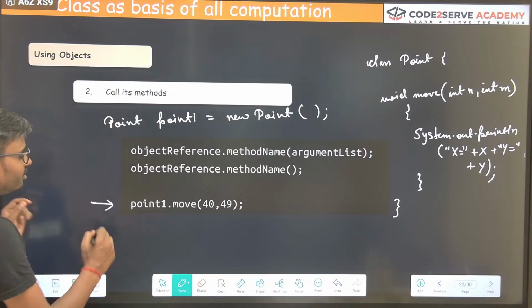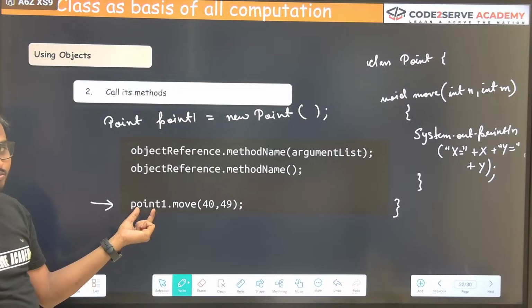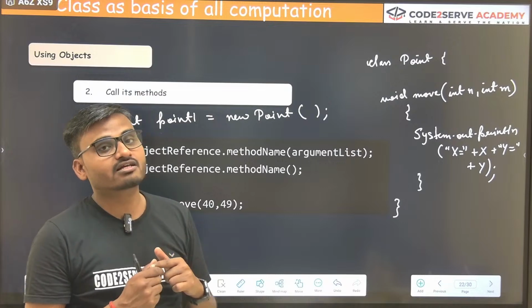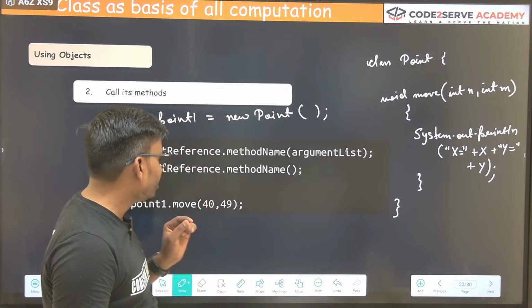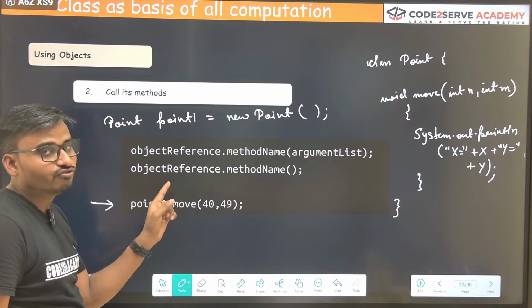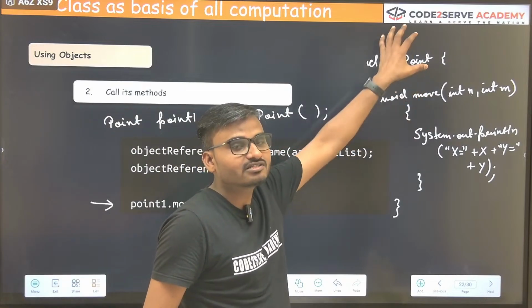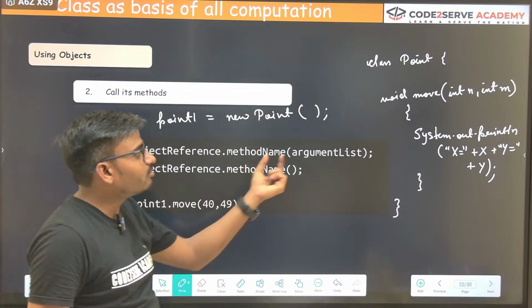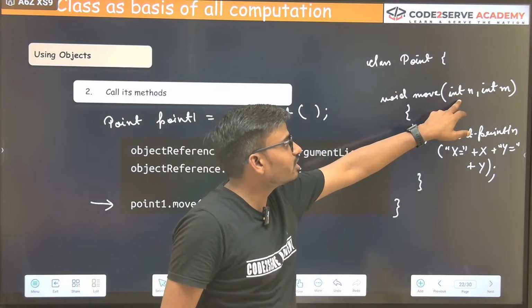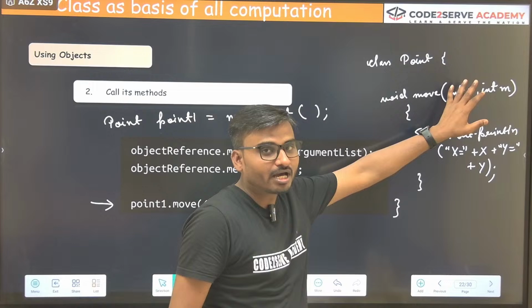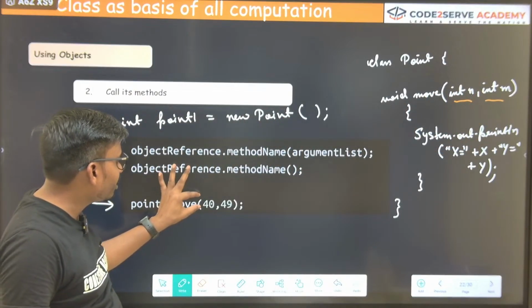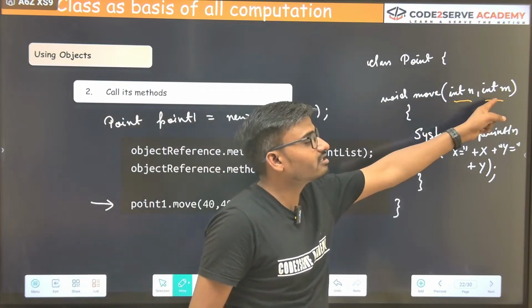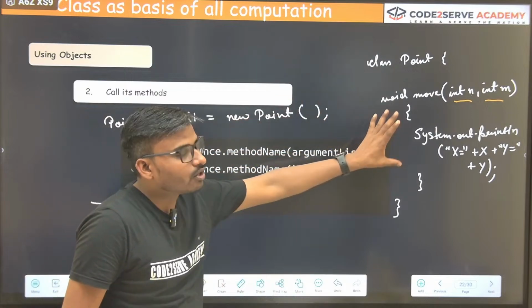Now if you see over here, using the name of the object, point1, and the dot operator, we can access the data member and the method. Okay, so over here you see point1.move. move is basically the method inside this class. So when we call object dot move, it will call this method, and this method gets two parameters, 1 and 2. Whatever value we pass from here, 40, it will get initialized to n, and whatever we pass as the second parameter, it will get initialized to m. All right, and that is the output we are getting.